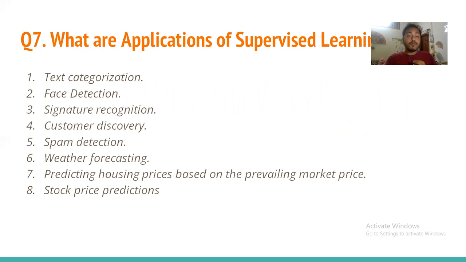Okay. Now, our next question is, what are the applications of supervised learning? Yes, we use it in many applications like text categorization, face detection, signature recognition, customer discovery, spam detection, weather forecasting, predicting housing prices based on the prevailing market price, and stock price prediction. These are a few important applications of supervised learning.